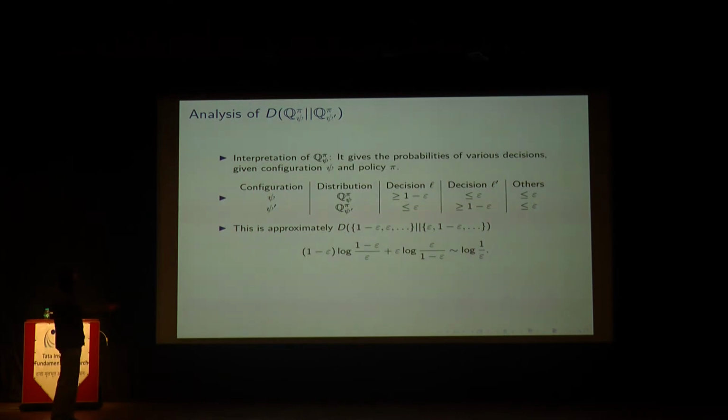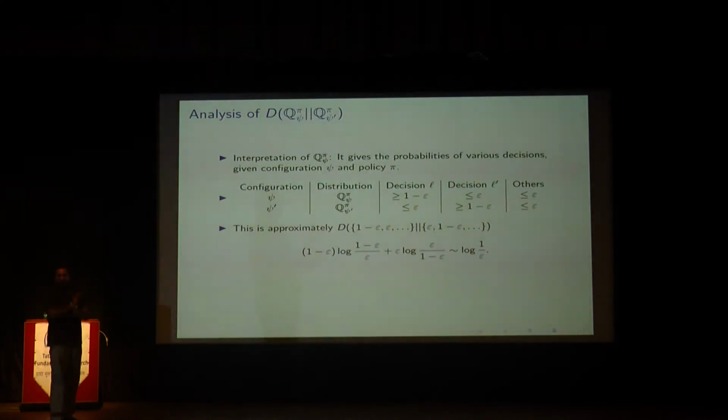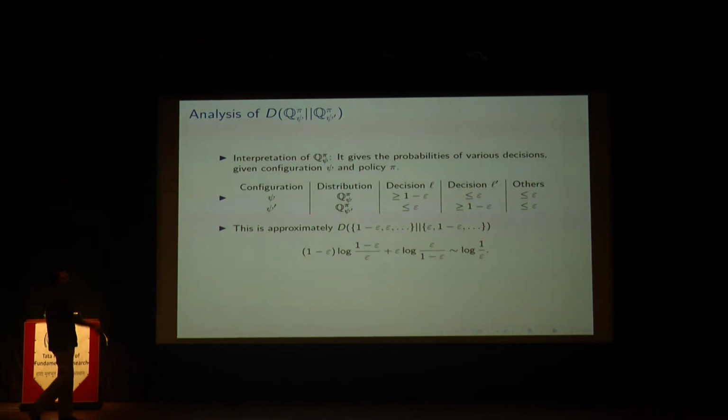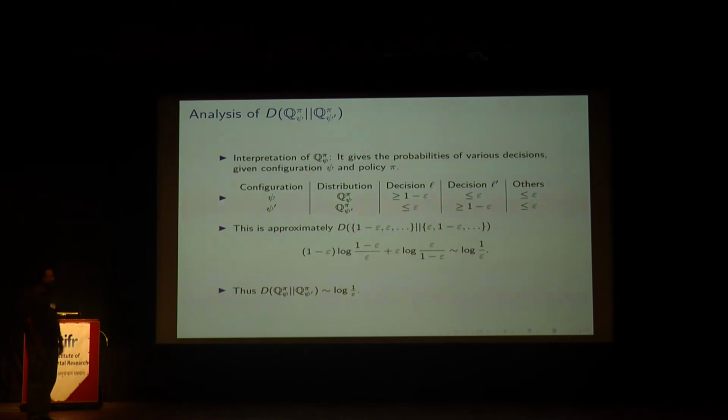And this is approximately the relative entropy between a distribution that puts mass 1 minus epsilon here, and so on, and the other one that skews it, puts 1 minus epsilon on L prime and epsilon on L. When you do this, you get the relative entropy to be equal to log 1 by epsilon. So that means you're getting this much amount of confidence. And so this relative entropy is equal to this. You've gotten this much amount of confidence.